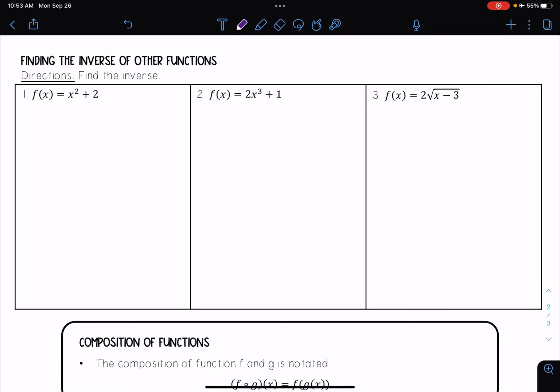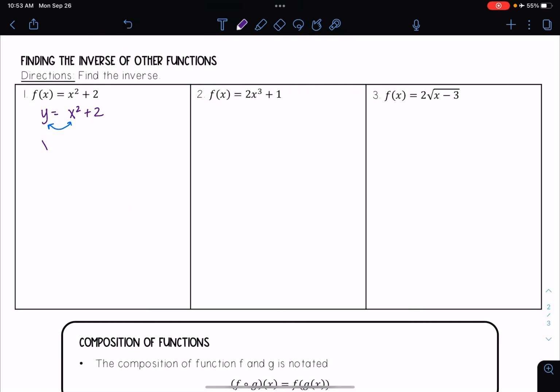So now let's look at finding the inverse of other functions. So I'm going to find the inverse of each of these. We're going to be following the same basic steps, but now solving for y is going to look a little different from when we were solving for those linear functions. So first step, I need to replace that f of x with y, so I get y is equal to x squared plus 2. And then now I need to switch places with x and y.